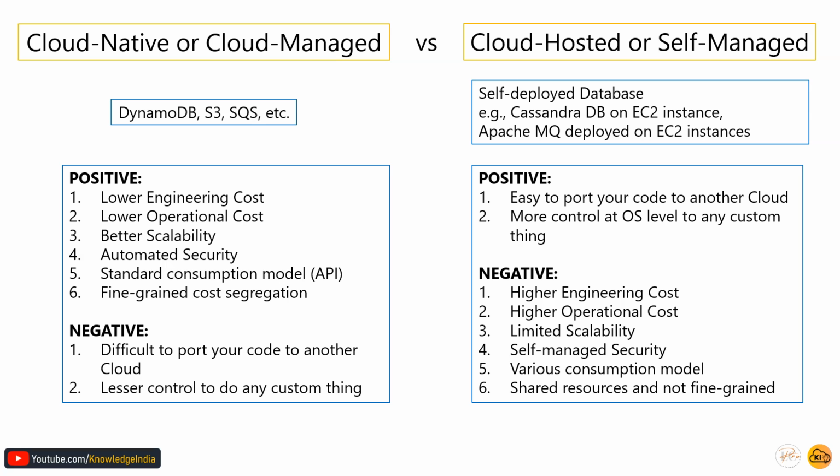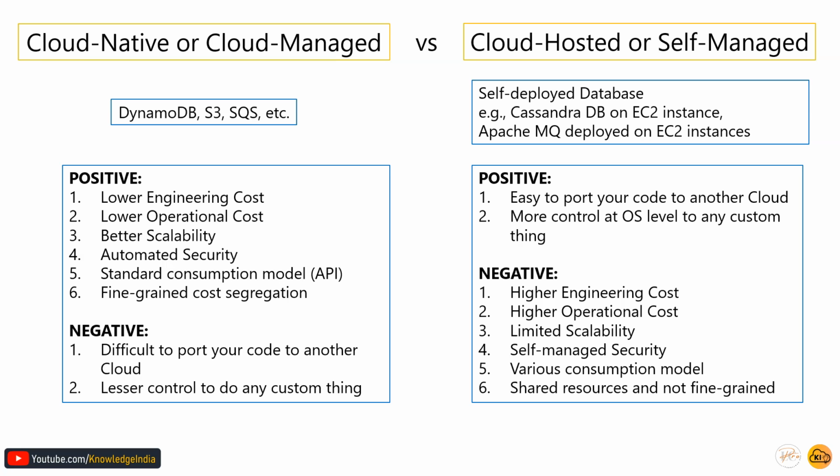Point number 5 is that the consumption model also differs, right? Depending on what service you are installing on an EC2 instance, its consumption model would differ. Whereas for most of the cloud native services, there is mostly just one consumption model. Services are exposed via APIs. You call the API and just build your software or your application, right?